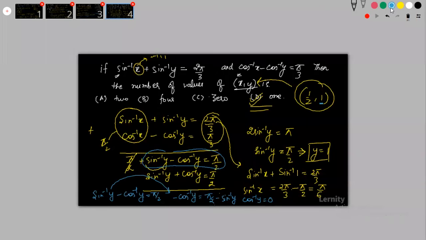Arre bacho, see, 2 pi by 3 plus pi by 3 is what? Pi. Okay, 2 pi by 3 plus pi by 3 is pi. Here I am getting pi by 2. When I take pi by 2 this side, I will get pi minus pi by 2. So that is why I have cancelled pi by 2 here and I have written pi by 2 here. I have just not written one step, but I think this should be okay, bacha.